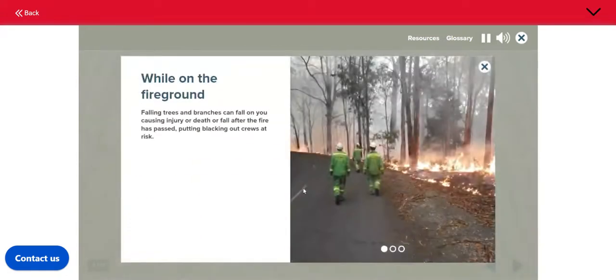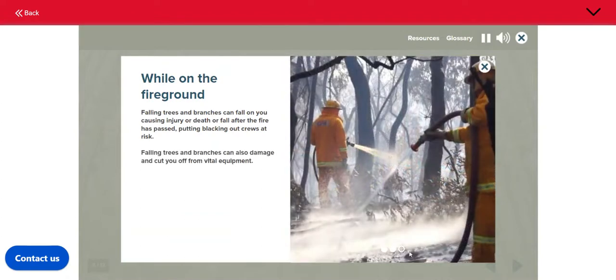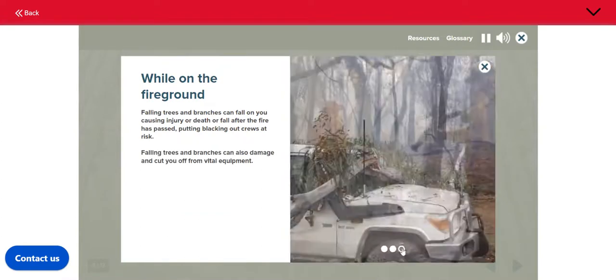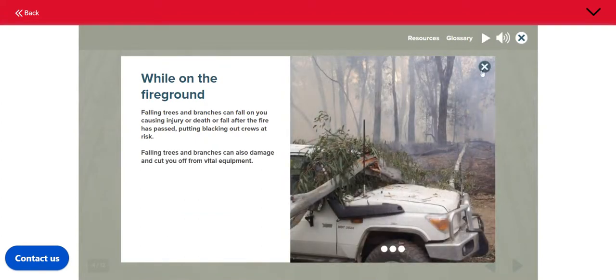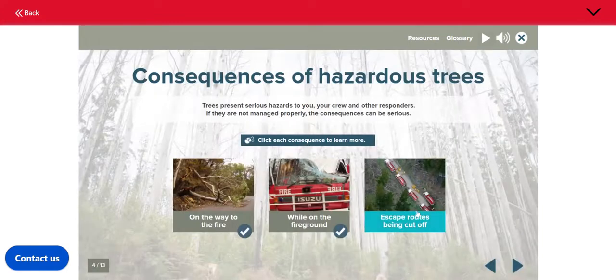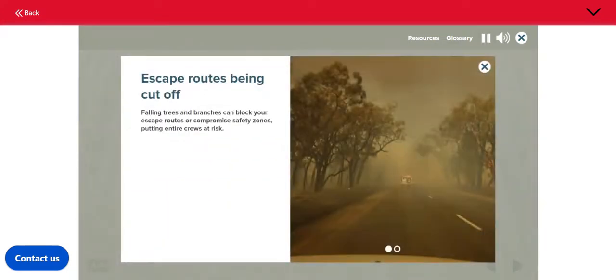Falling trees and branches can fall on you, causing injury or death, or fall after the fire has passed, putting blacked out crews at risk. Falling trees and branches can also damage and cut you off from vital equipment. Falling trees and branches can block your escape routes or compromise safety zones, putting entire crews at risk.